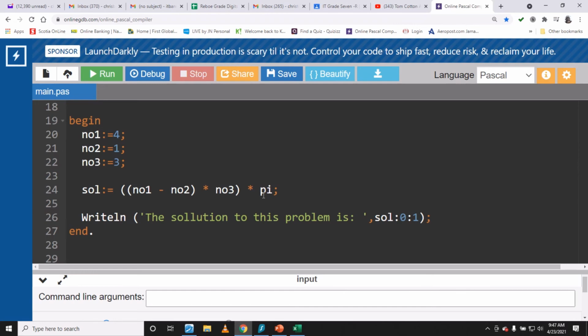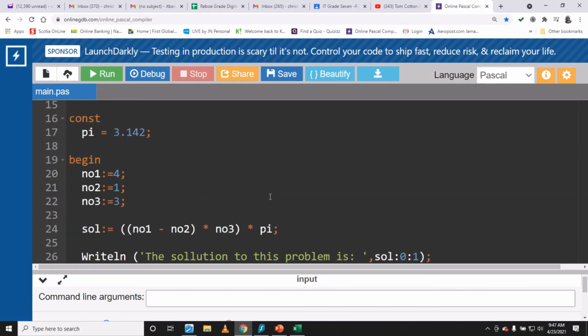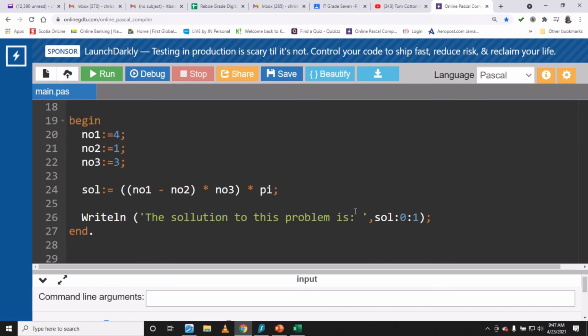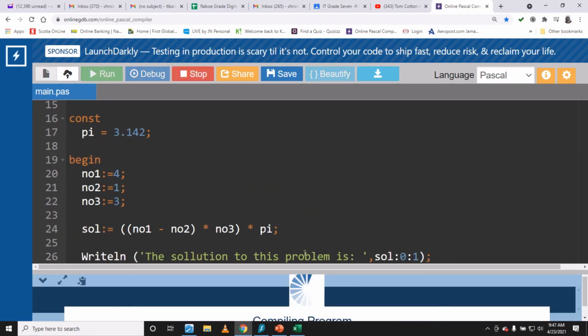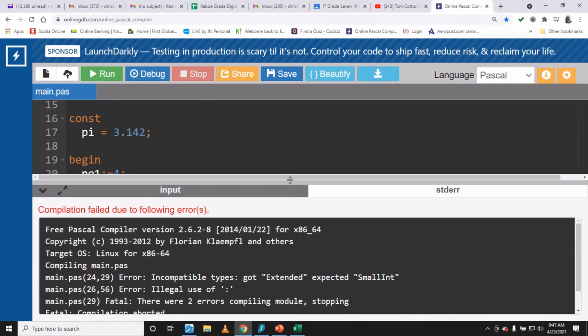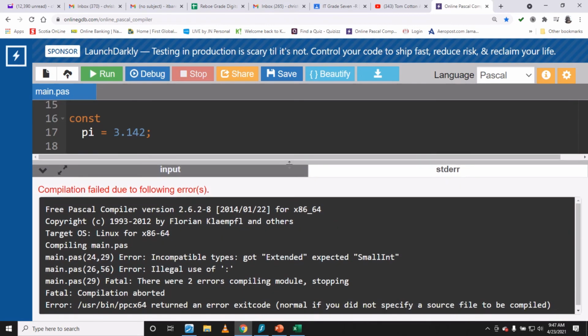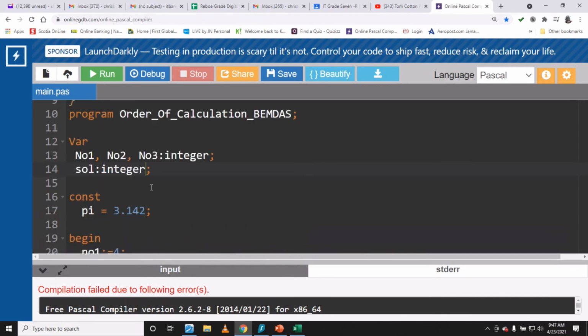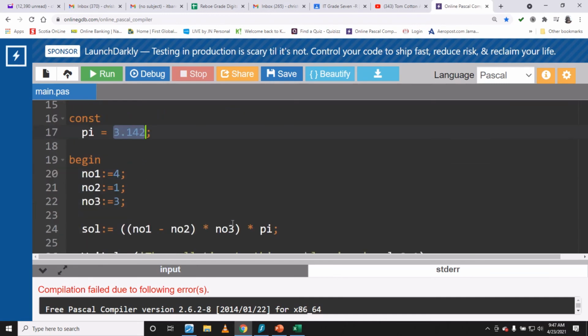But then you multiply the 9 by pi, which means 3.142. So here's the problem now. Let me make this clear, just for evidence. If I run this now, I'm doing multiplication, but the multiplication gives me a problem. Why? Because this sol is set to integer. And once I'm multiplying by a number with a decimal place, it's not likely the answer is going to be a whole number. That's not likely.